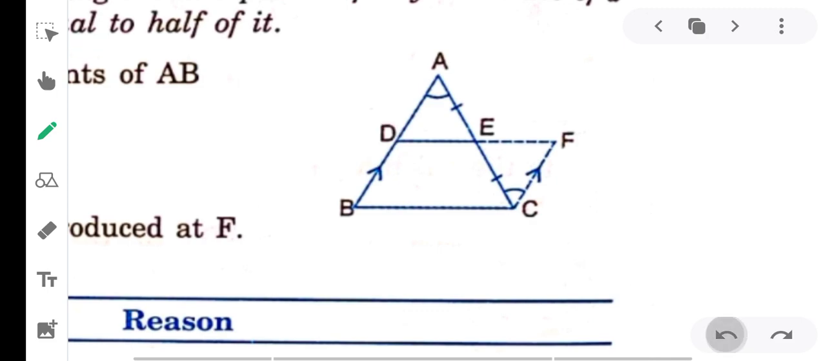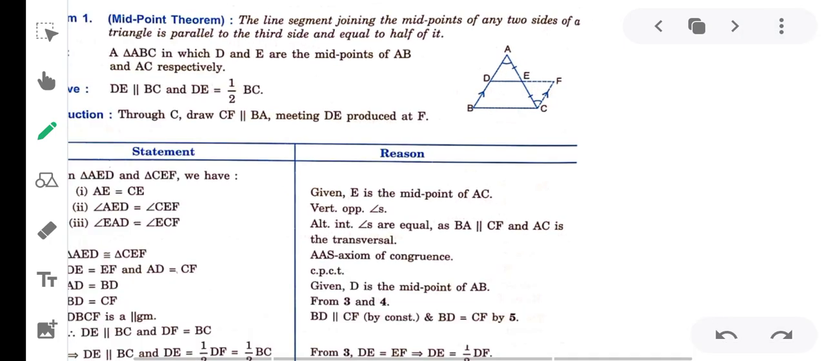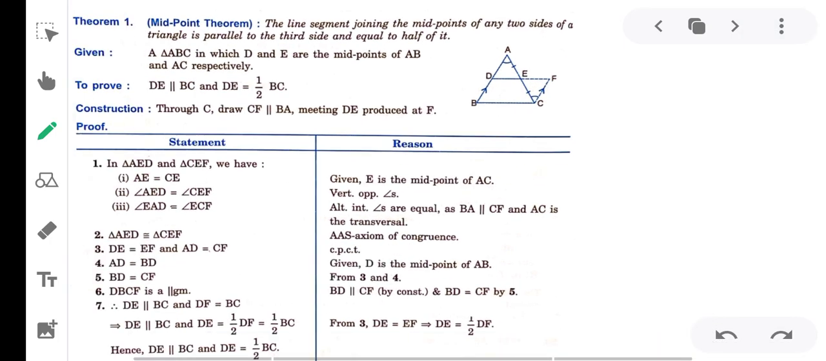Now there is a construction: through C draw CF which is parallel to BA and meets DE produced at F. Now coming to the proof. We have to prove DE parallel to BC and DE equal to half of BC.